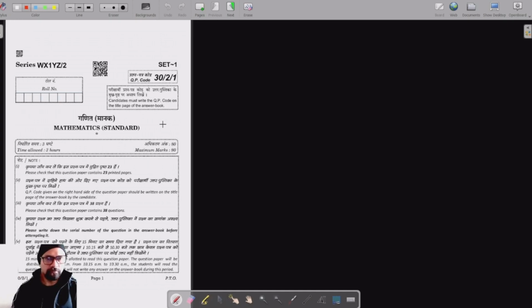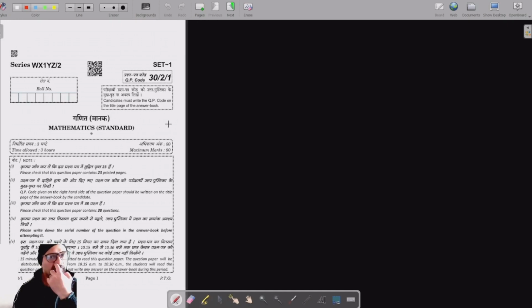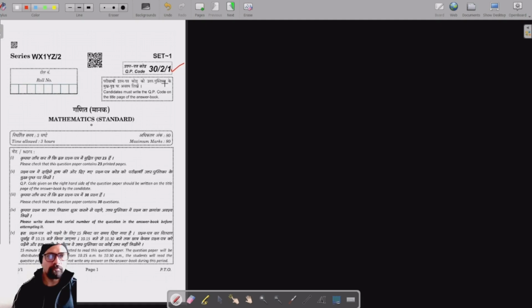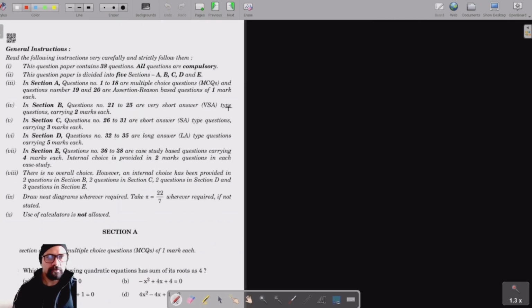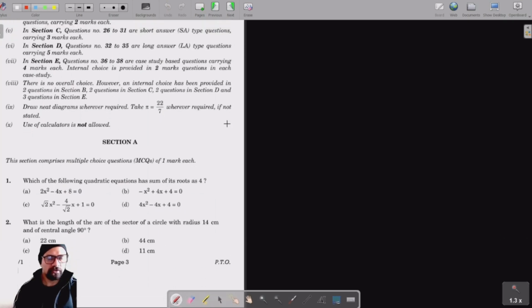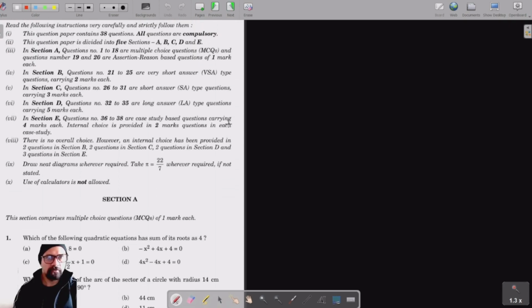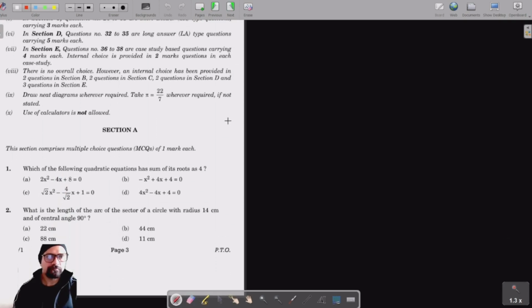We are going to solve this question paper of Mathematics 10 for class 10, and this is set 1 of subset 1 of set 2. So let's quickly move on to the MCQ part, which has 18 questions of 1 mark each, and 19 and 20 are assertion and reasoning type.